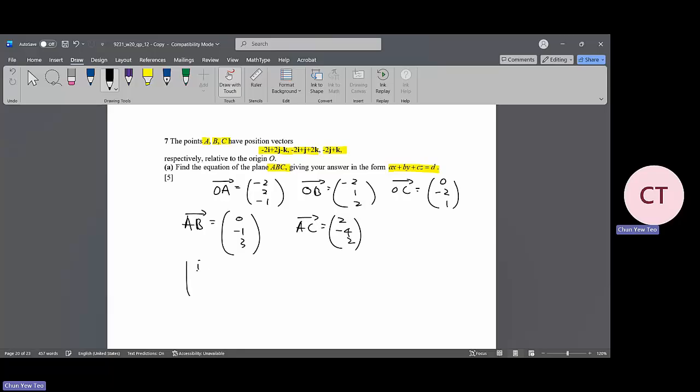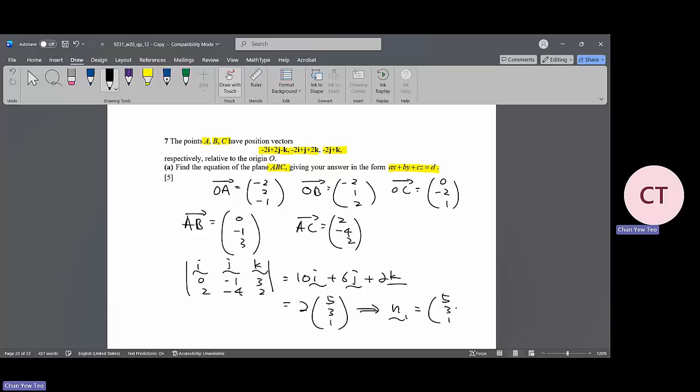And we do the cross product. Okay, so this cross product will be of 0, -1, 3 and 2, -4, 2. And you will get 10i plus 6j plus 2k. And you can see that they are all multiples of 2. You can factorize the 2 out. You can get 5, 3, 1. So my normal vector number 1, I will call it 5, 3, 1.